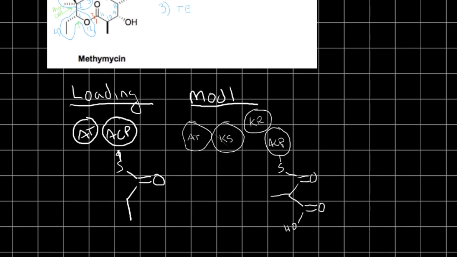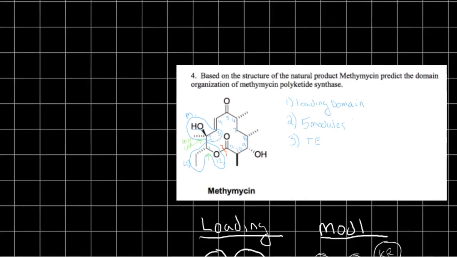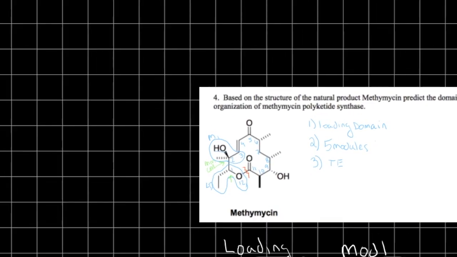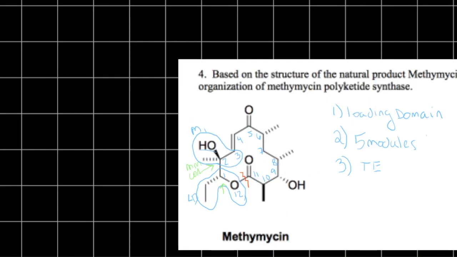So let's go on to module 2. So let's go back to our macrolide here and outline what looks to be the carbons installed by module 2. All right, so we're going to get the 4 and the 5.